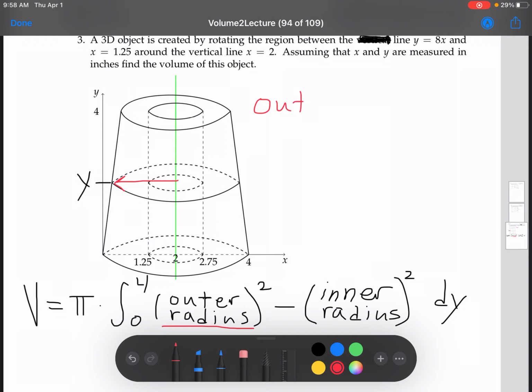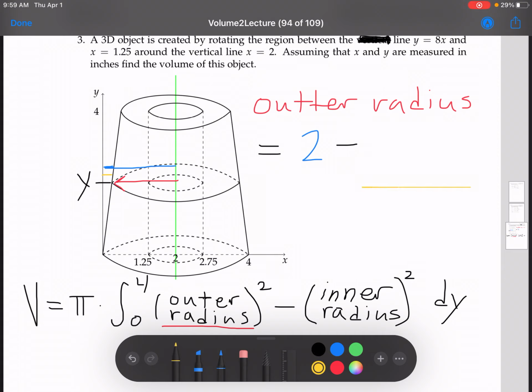So the outer radius is equal to, now, the way to find this outer radius is, notice that this distance from the y-axis to the green line there is 2. But we don't want all that distance. We want to take away that little bit there. So x equals 2 is that blue distance. That's the 2 there. And now we want to take away the yellow distance.